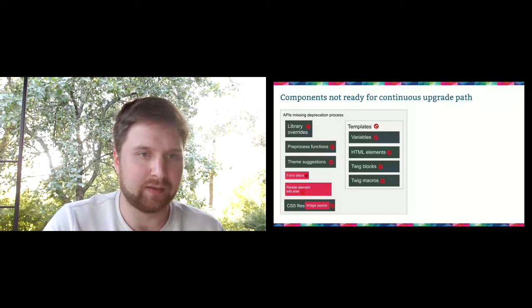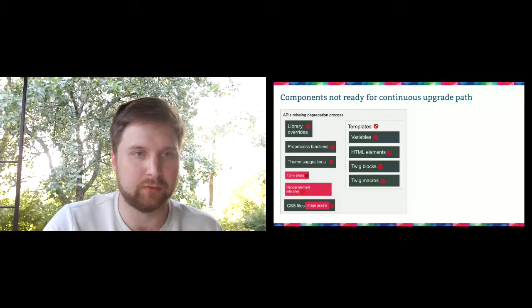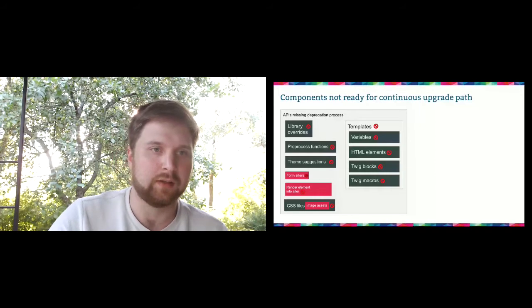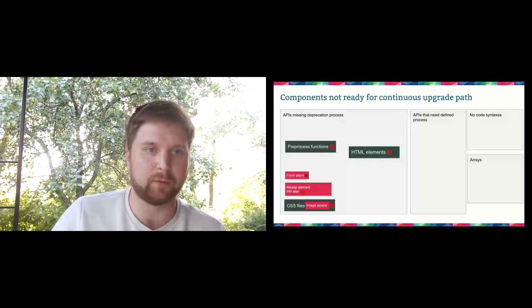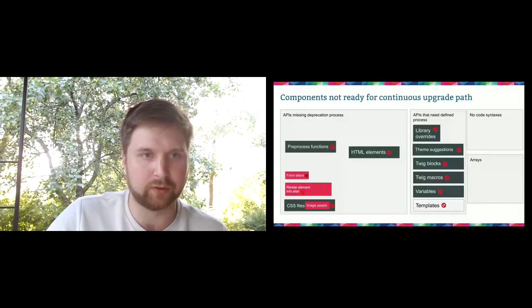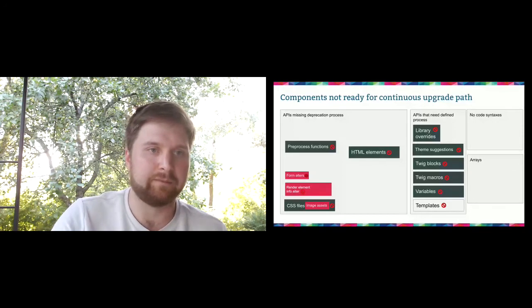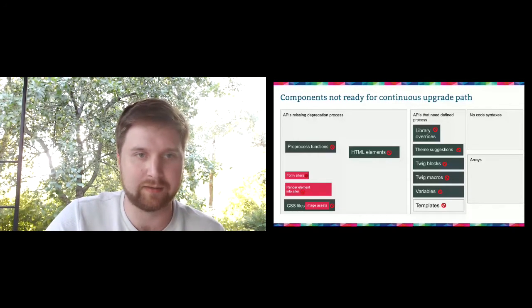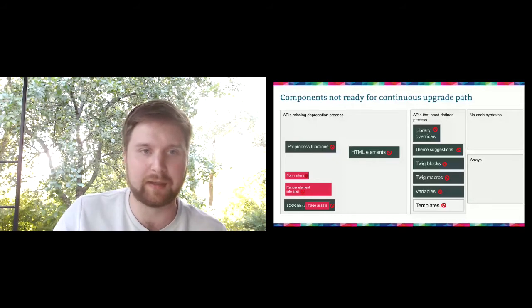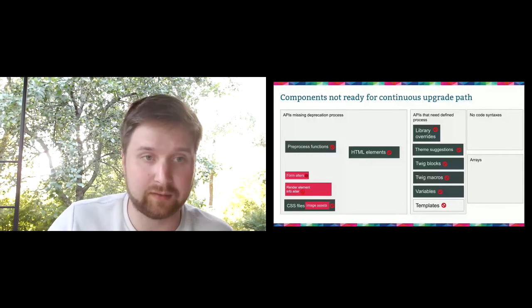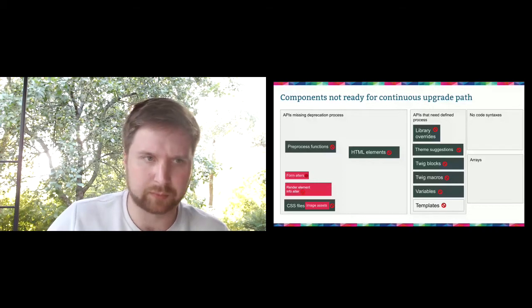What I think would make sense is grouping these into 3 different groups. First, APIs that need a defined process. These are basically similar types of APIs that we've already added deprecation processes for earlier on the PHP side of things. Then the next group is no-code syntaxes, so we have HTML and CSS. This is its own tricky group, because it doesn't necessarily make much sense to introduce deprecation processes there, or you would have to use something else, like JavaScript, to introduce a deprecation process.